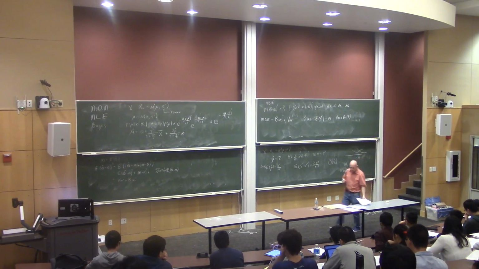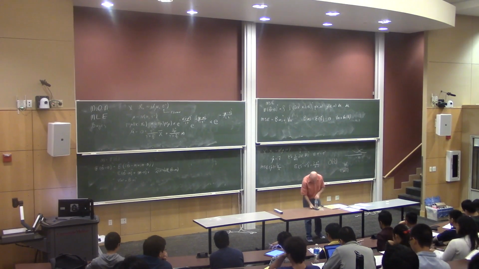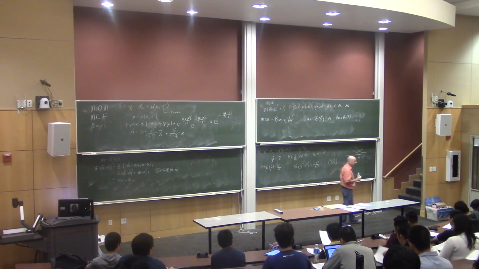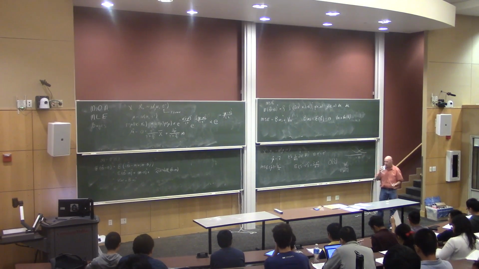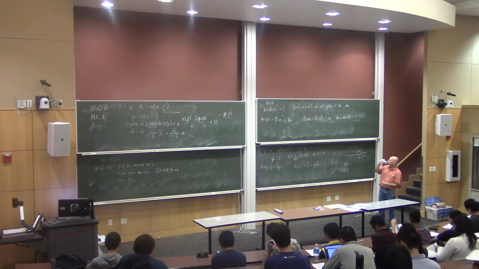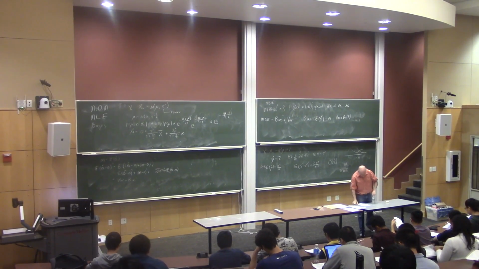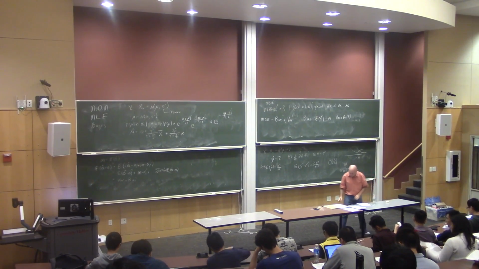Instead, I want to move on to what I think is more useful, which is how do we compare these estimators? And this brings us to Minimax Theory. Our goal here. What's the question?